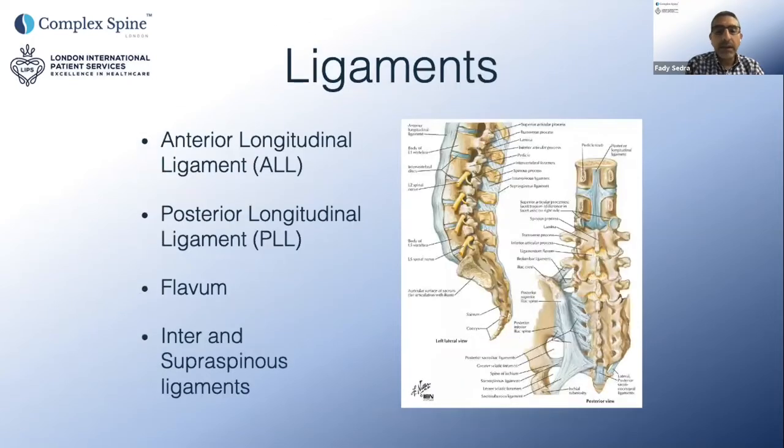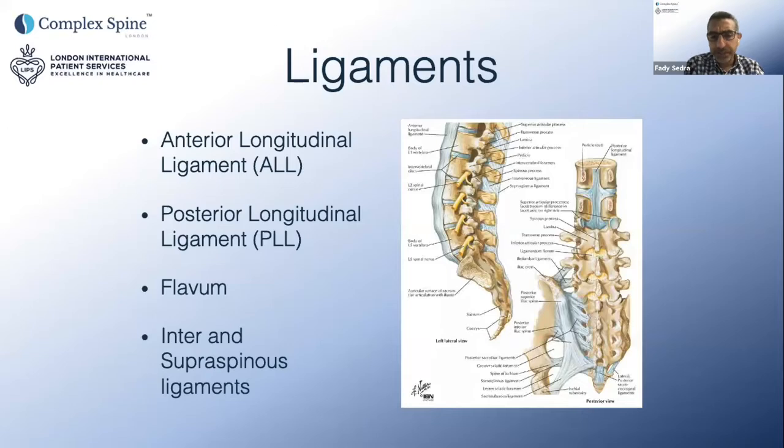Next slide, please. There are a few ligaments that are of importance, particularly when we start reading MRI scans and CT scans. We look for the anterior longitudinal ligament, which runs in front of the vertebral bodies, and the posterior longitudinal ligament, which runs behind the vertebral bodies.